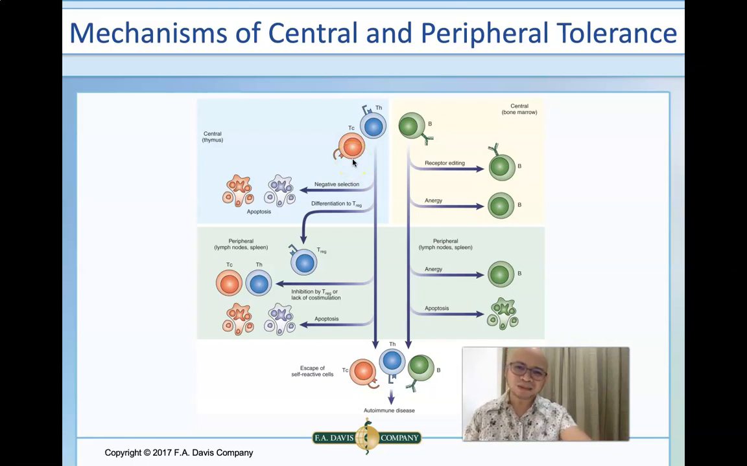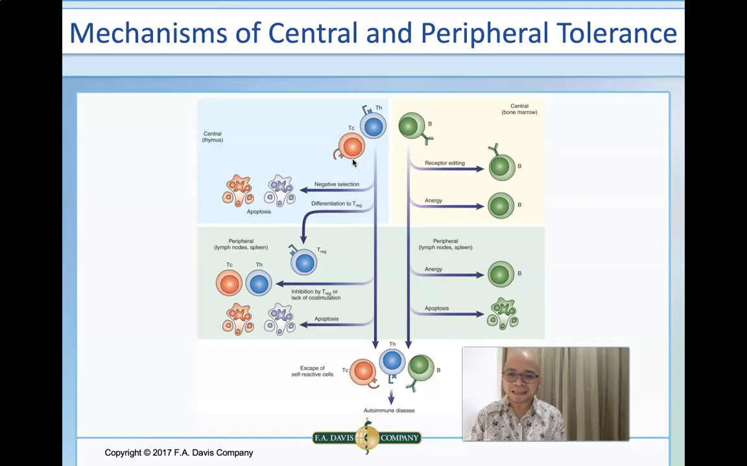These particular self-antigens are normally present on the surface of the thymic epithelial cells. So when T cells encounter them, that particular process is called negative selection.